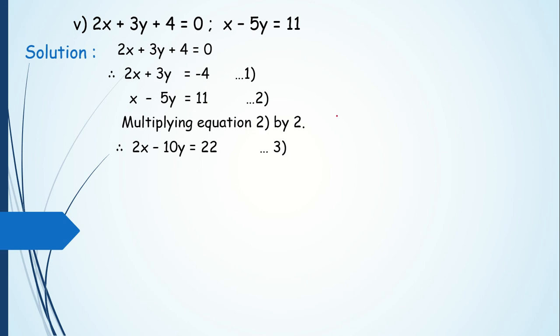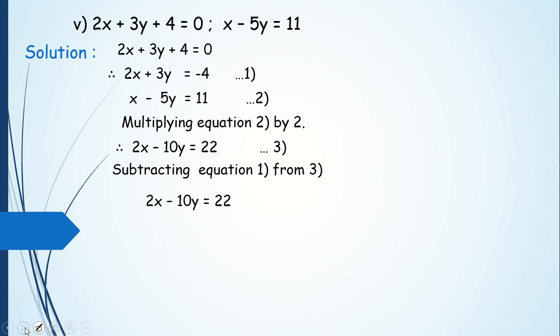Now equation number 1 and equation number 3. Add them. No, not adding, subtracting we will have to do because they have got similar signs. So when you subtract, then only they will get cancelled. Subtracting equation number 1 from 3: 2x minus 10y is equal to 22, minus 2x plus 3y is equal to minus 4. So subtract. This will become minus, minus will become plus.